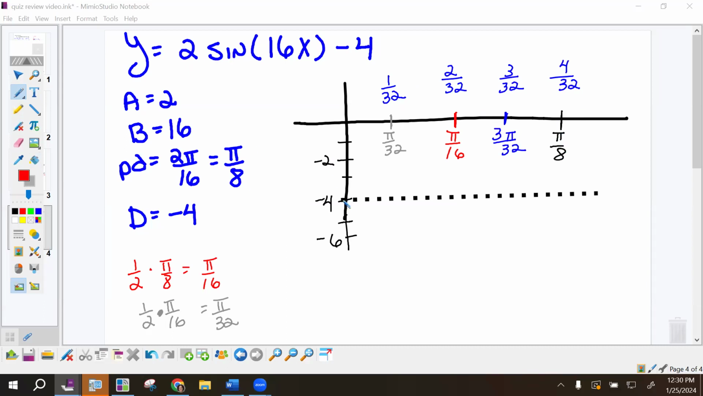Sine not reflected, so midpoint, maximum, midpoint, minimum, midpoint. And put arrows on the end.